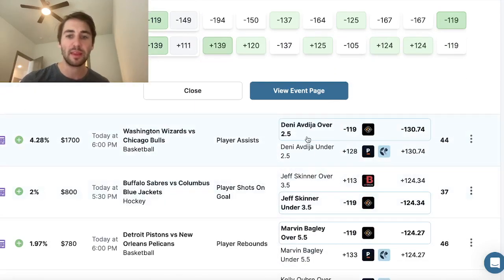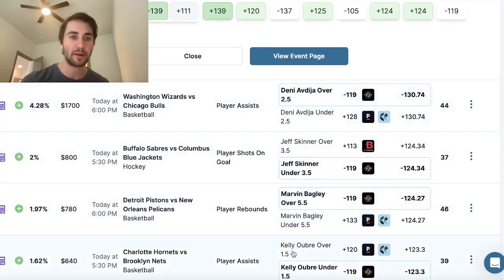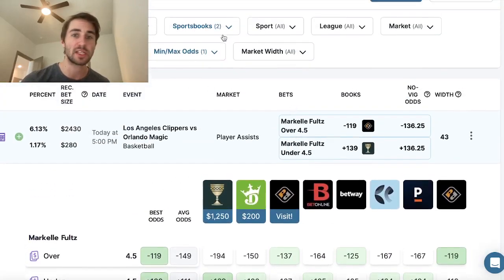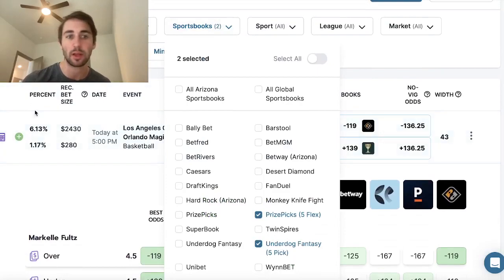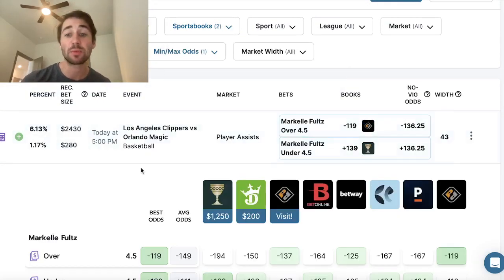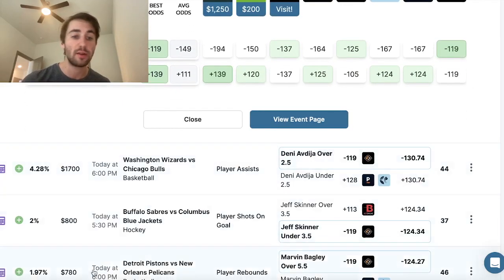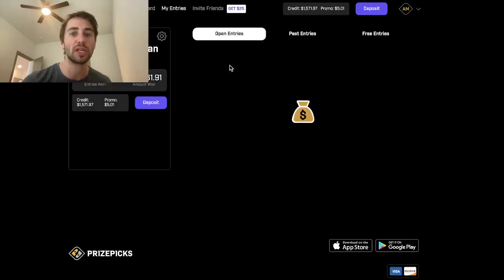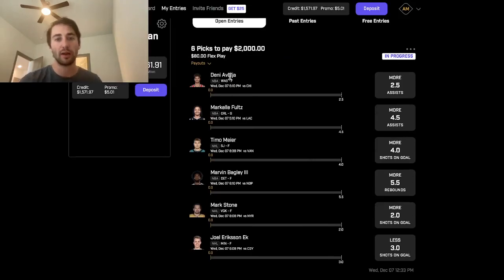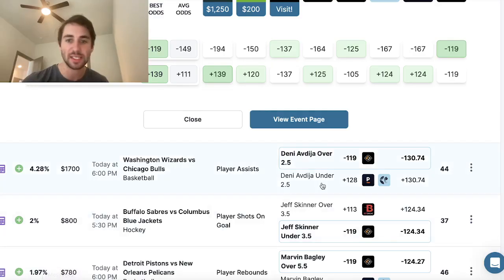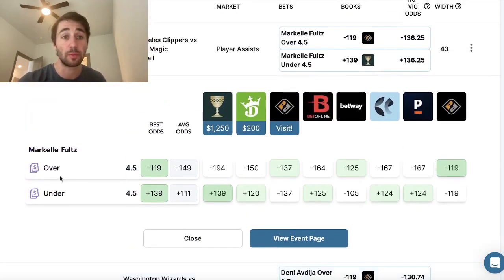Next play I went with, you can see there's a bunch out there. So obviously I typically just sort OddsJam for the sportsbooks I'm looking for, with the highest profit margin first. And you can see there's a bunch of other plays available, slightly lower profit margin. And what I ended up going with is here. So Denny over 2.5 assists from the EV page. Skinner under 3.5 shots on goal from the EV page. So there we have 2 plays with profit margins over 2%.